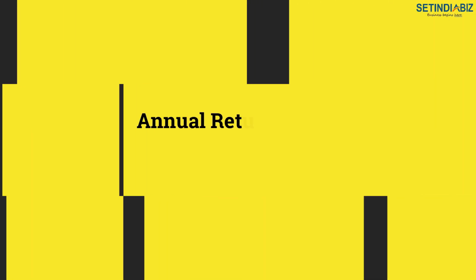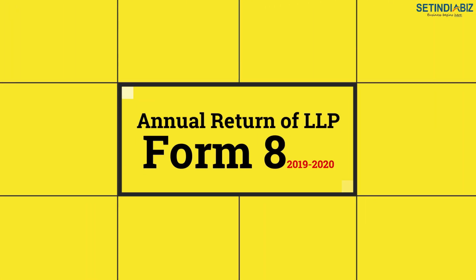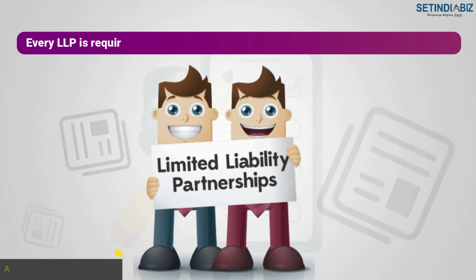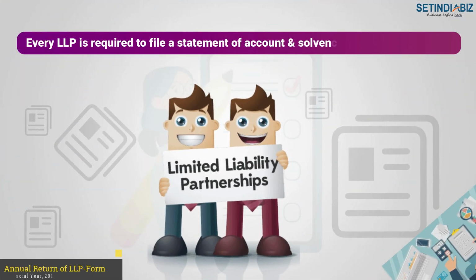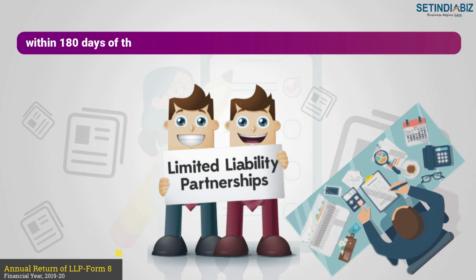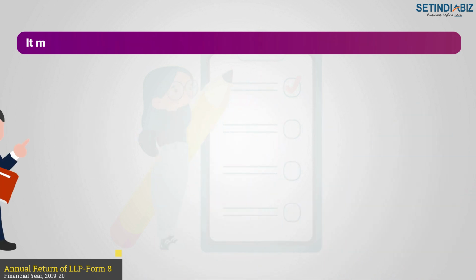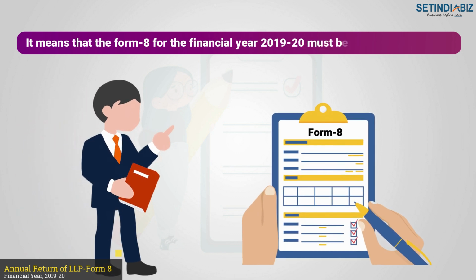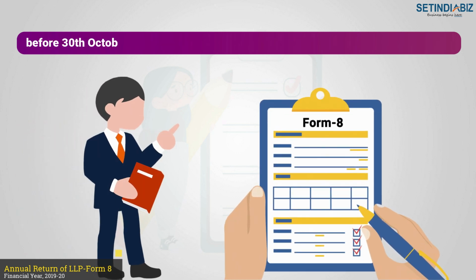Annual Return of LLP, Form 8 of the financial year 2019 to 2020. Every LLP is required to file a Statement of Account and Solvency with the ROC within 180 days of the closure of the financial year. It means that the Form 8 for the financial year 2019 to 2020 must be filed before 30th October 2020.